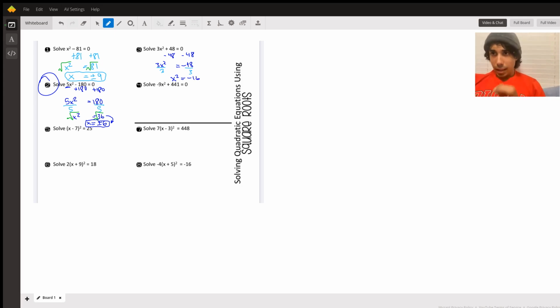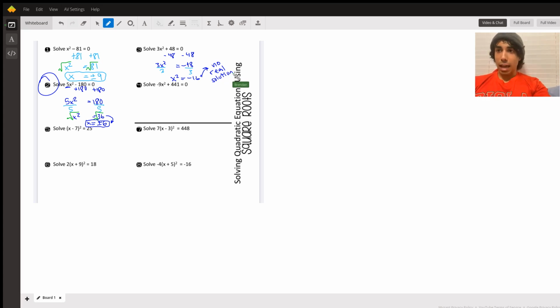But here's the problem, right? There's no number that I can multiply by itself and end up with a negative number. 4 times 4 doesn't work because that's positive 16. Negative 4 times negative 4 also doesn't work because that's a positive as well. And you could maybe try to say, what about 4 times negative 4? Well, that doesn't work because that's not the same number, because one's positive and one's negative. So there is actually no real solution to this. So we would say no real solution.